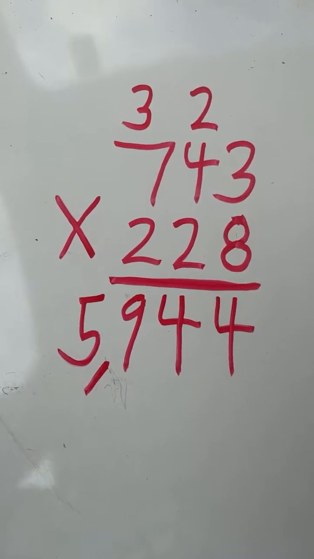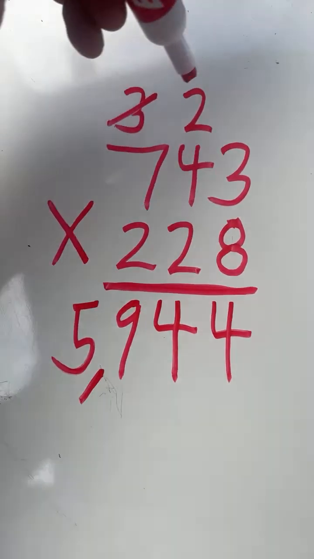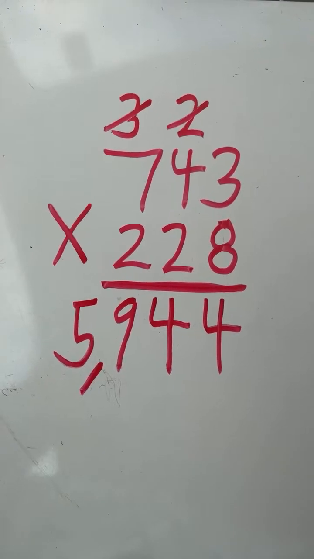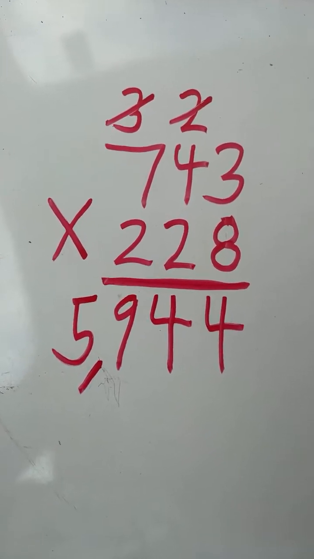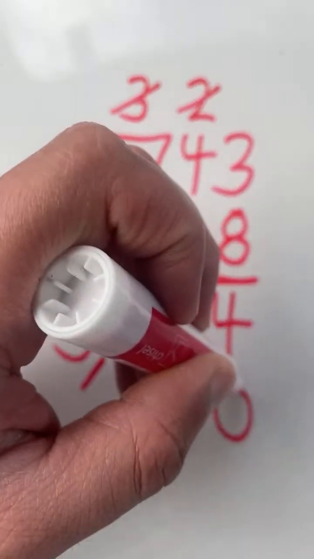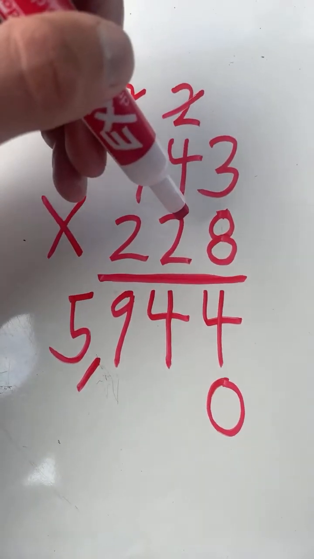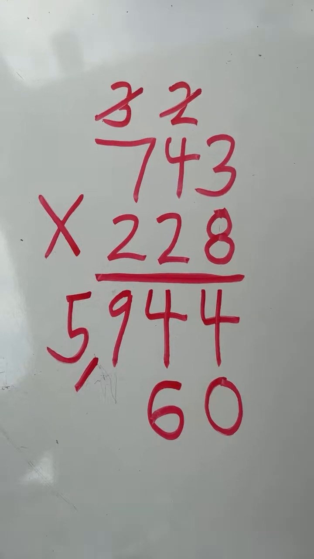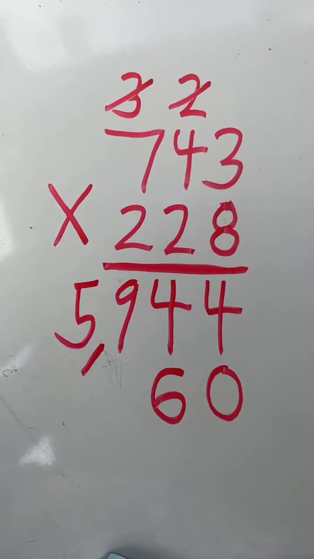So far we have multiplied 743 times 8. Next, we have to multiply the top 3 digits times the bottom digit in the tens place. Since both digits in the ones place have already been multiplied, we're going to put a 0 in the ones place. So next we multiply 3 times 2. 3 times 2 equals 6. We do not need to regroup there because our product is less than 10. We only regroup if our product is 10 or more.